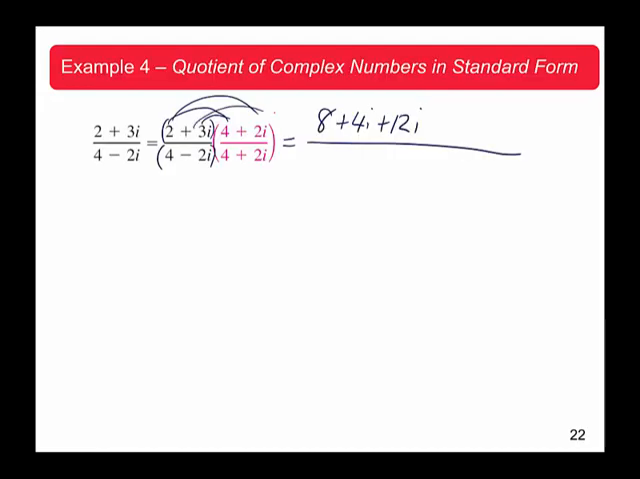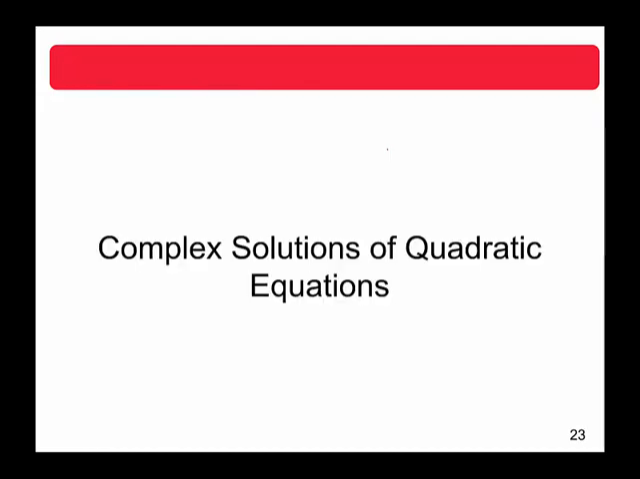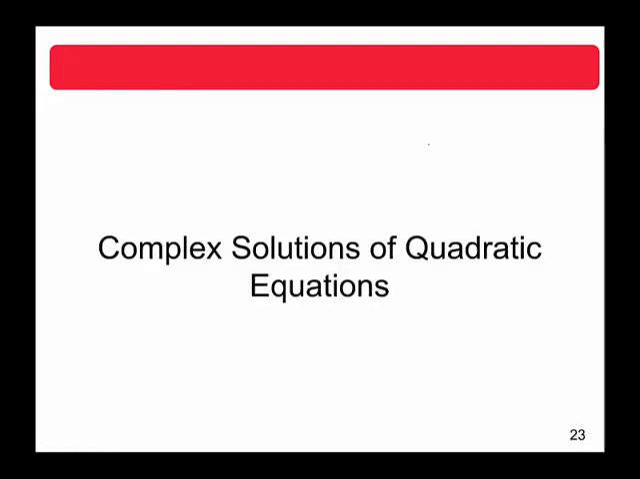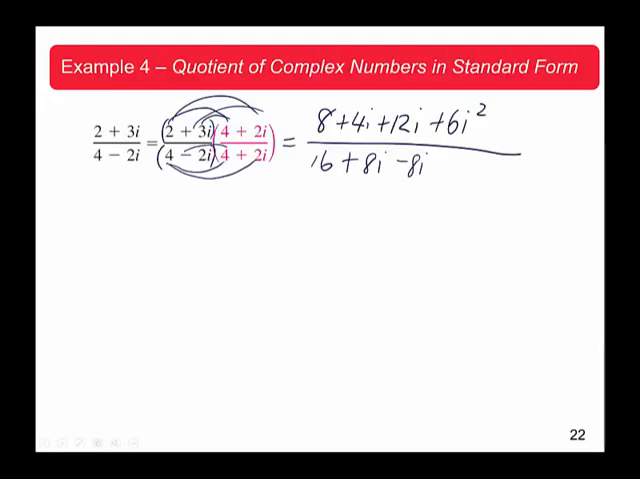And 3i times 2i becomes 6i squared. Okay. You can do it slowly when you first start working on complex numbers. On the denominator, you can also FOIL this. So 4 times 4 is 16. 4 times 2i, that's positive 8i. And then negative 2i times 4 is minus 8i. Okay. And then negative 2i times positive 2i becomes minus 4i squared.